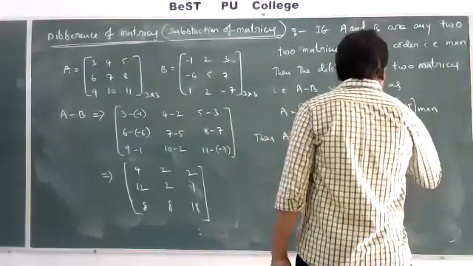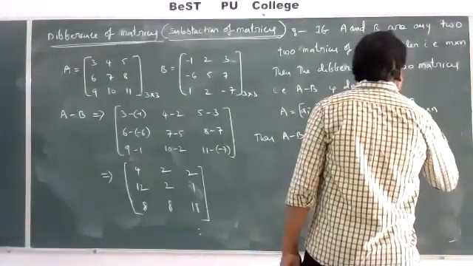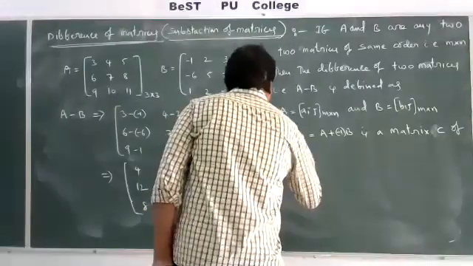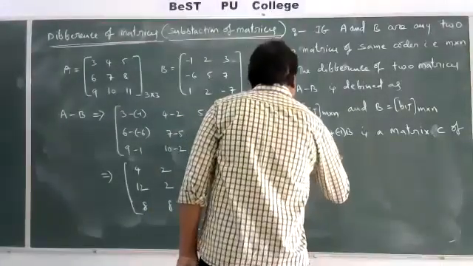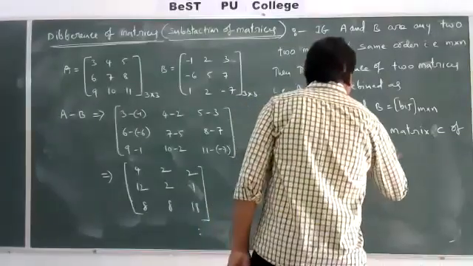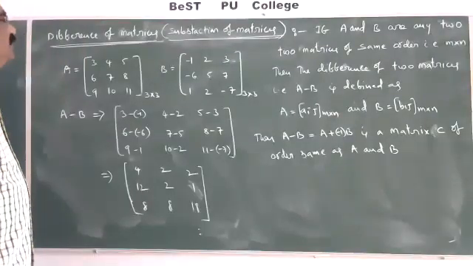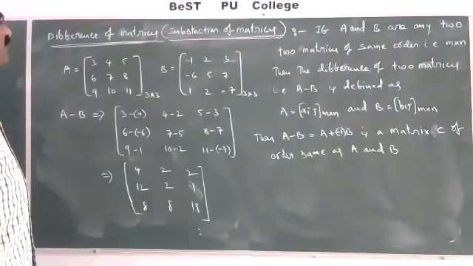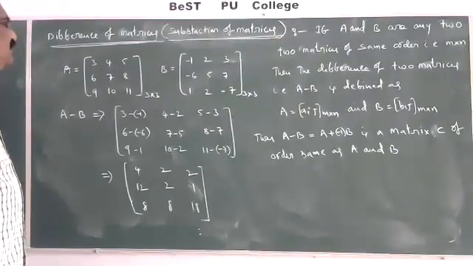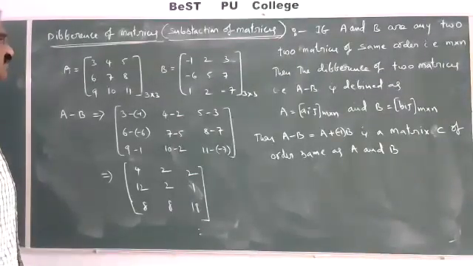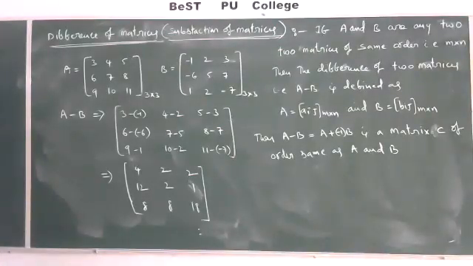It is a matrix C of order same as A and B. If A and B are any two matrices of the same order, that is m by n, then the difference of two matrices, that is A minus B, is defined as A is Aij m by n and B is Bij m by n. Then A minus B, that is equal to A plus minus 1 into B, is a matrix C of order same as A and B.